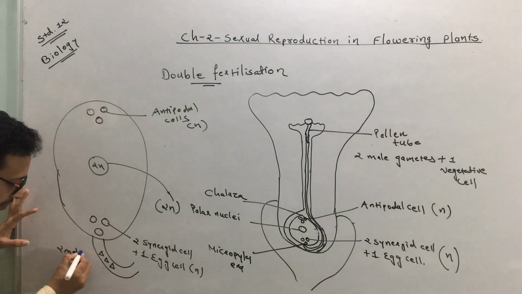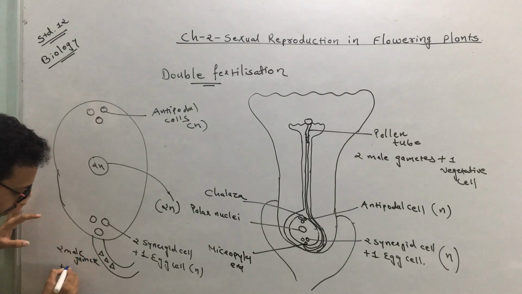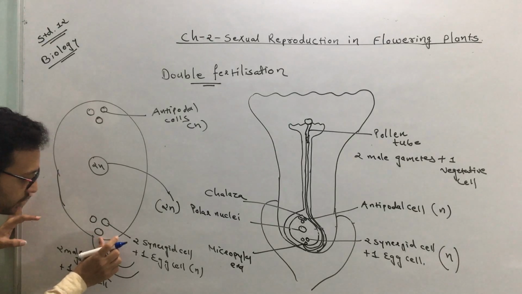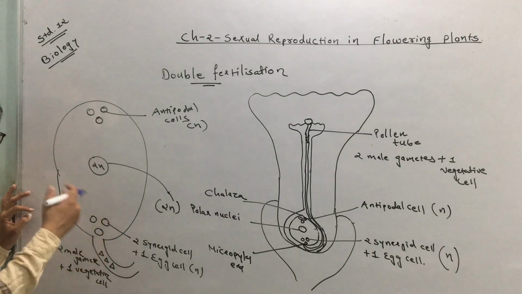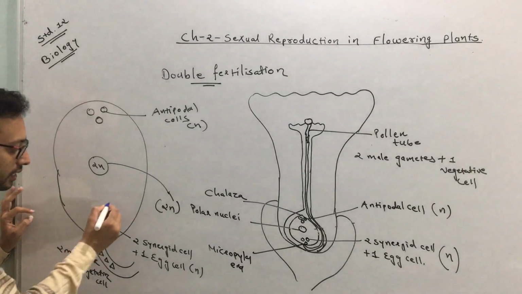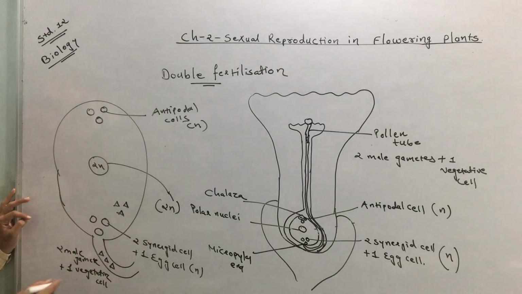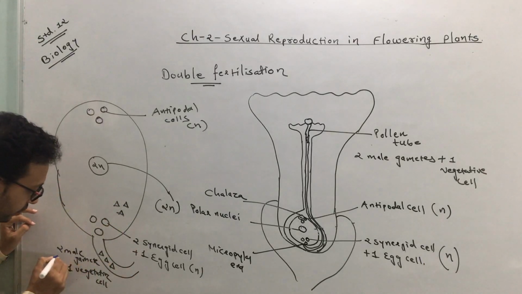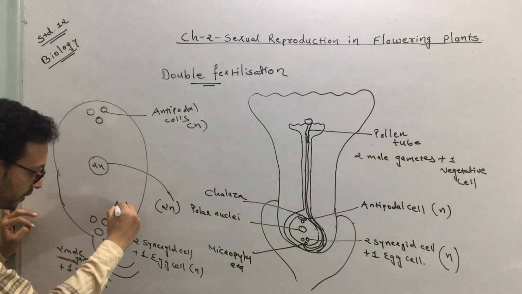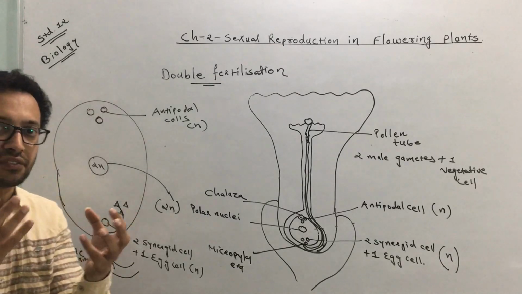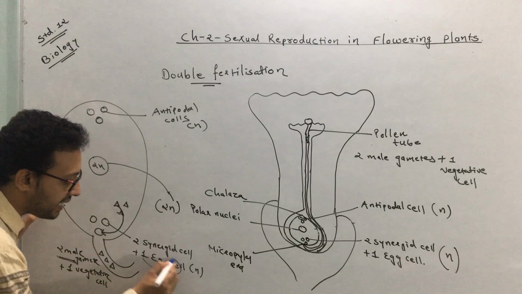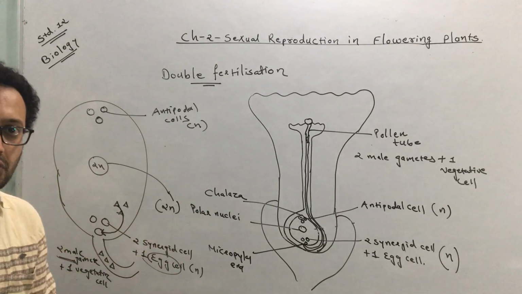So it contains 2 male gametes and 1 vegetative cell. Once it enters, it breaks this wall. The micropylar end is where the pollen tube enters, and these 3 cells are released into the embryo sac. From the 2 male gametes, 1 male gamete fuses with the egg cell. This is the first fusion. Fertilization means fusion of male and female gamete. The egg cell is the female gamete, so it fuses, and that process we call fertilization.